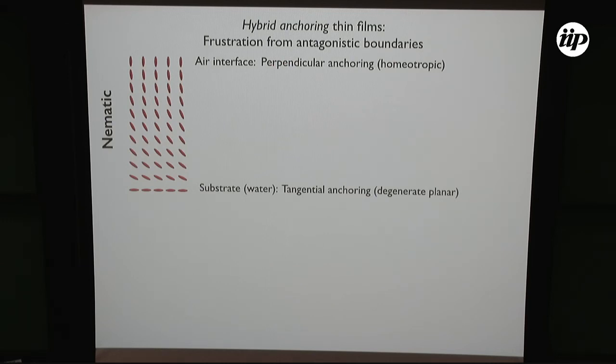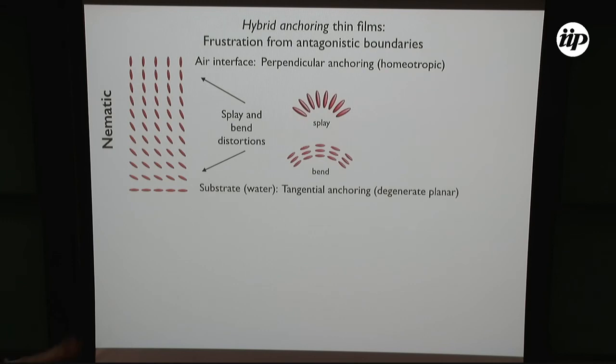So at the air interface, there's homeotropic, perpendicular anchoring for our rod-like molecules, so the director field is vertical there. But at the substrate, it's the opposite. There's tangential or degenerate planar anchoring, and the substrate in this case is water. So the nematic liquid crystal has to rotate the director field through about 90 degrees, assuming strong anchoring. And this requires a combination of splay and bend distortions, which we've heard about in previous talks this morning.